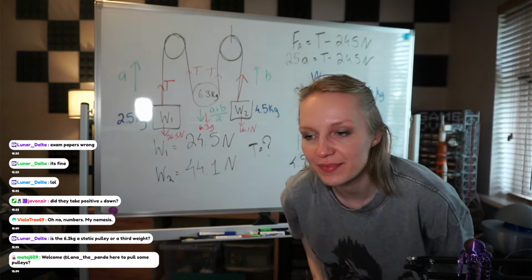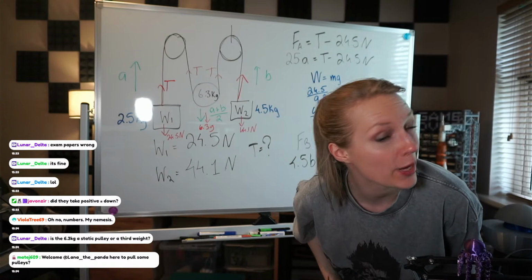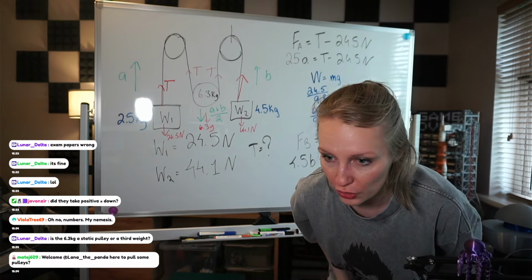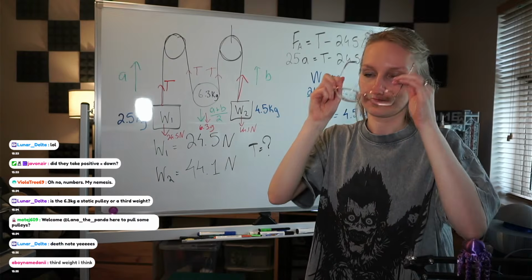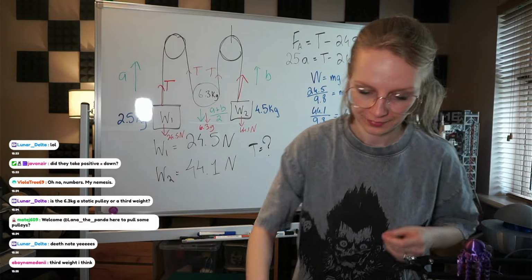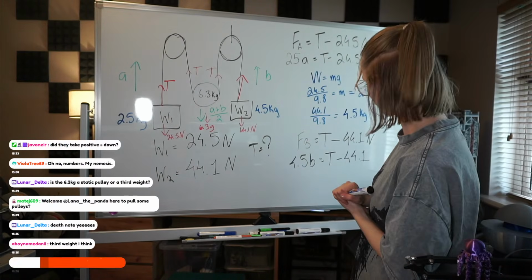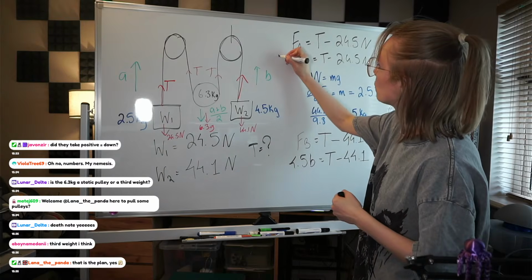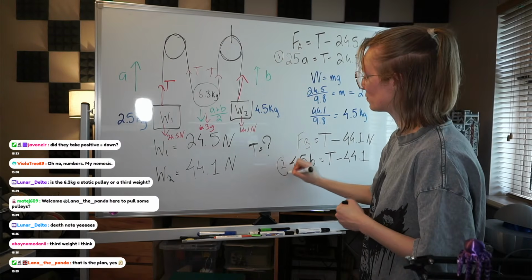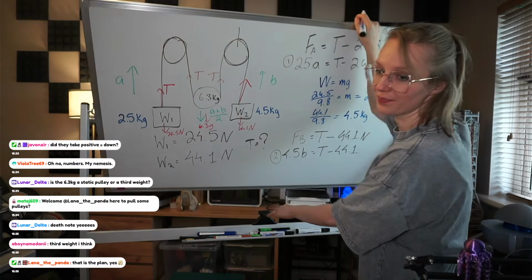It's the third weight. It's going to move. Yeah, that's why it has acceleration. That's why we've assigned the third pulley some acceleration. So we'll say this is equation 1 and equation 2. We can get a few other equations as well. That is the plan. Yes.